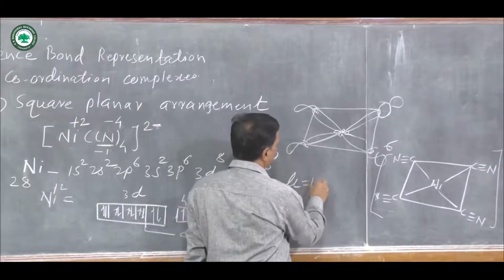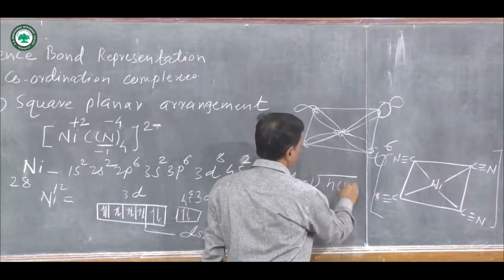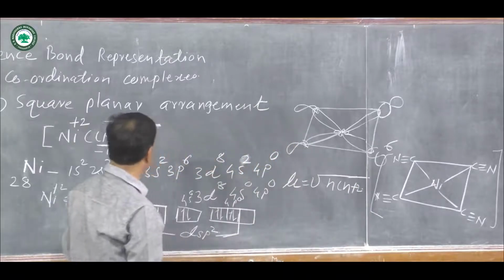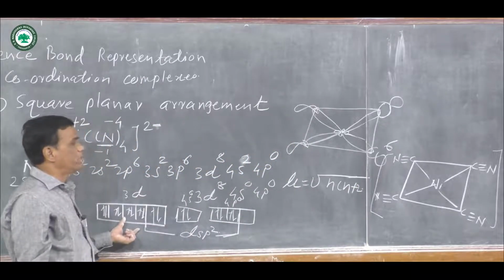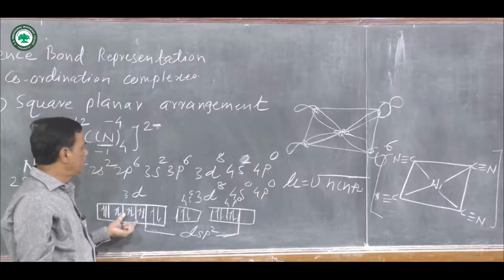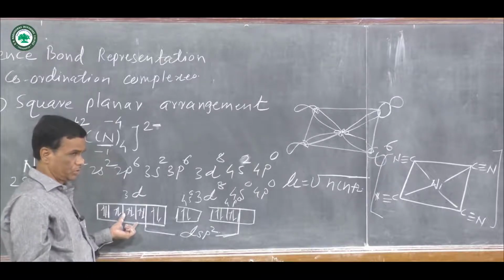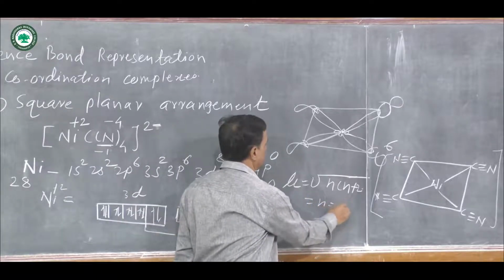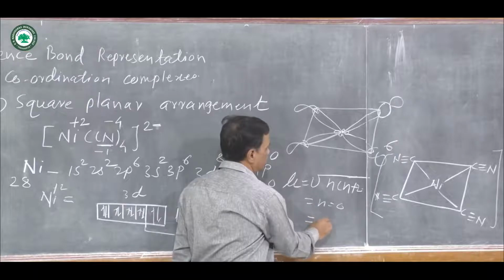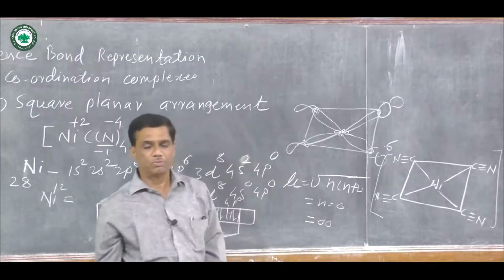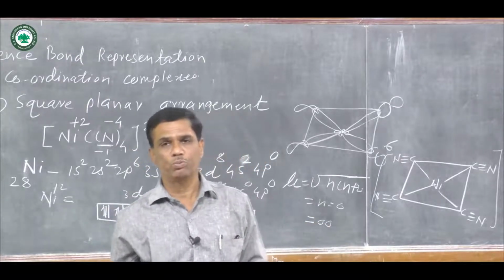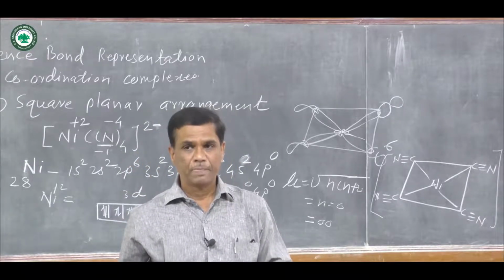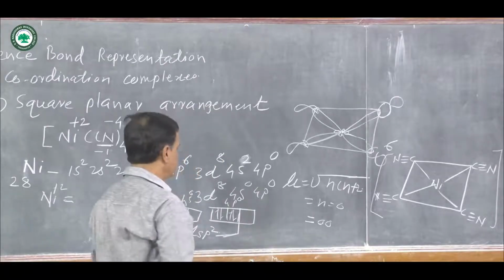Here mu is equal to the square root of n into (n plus 2), where n is equal to the number of unpaired electrons. In the Ni(CN)4 2 minus complex ion, all electrons are paired. When all electrons are paired, here n is equal to 0, therefore mu effective is equal to 0, meaning the magnetic moment for the Ni(CN)4 2 minus complex ion is 0, and it is diamagnetic in nature.